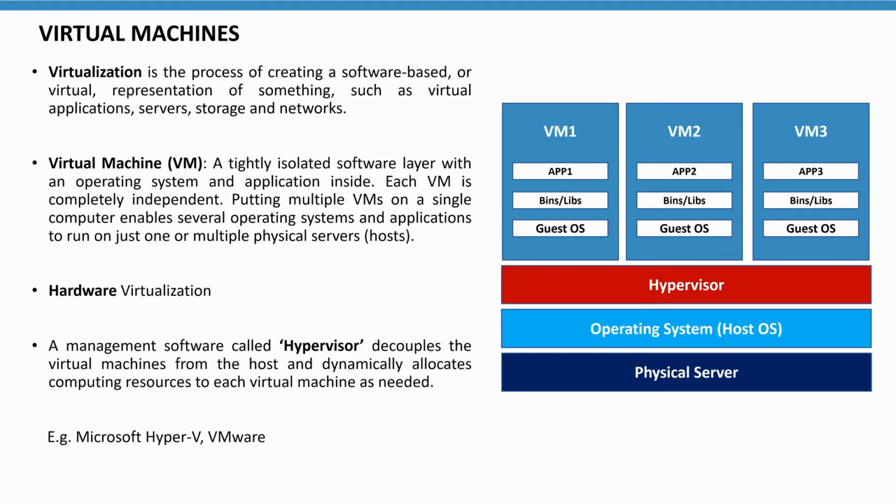Virtual machine. A virtual machine is the software representation of the host operating system. Look at the diagram on the right side. You have a physical server, operating system, hypervisor, and guest operating system. The hypervisor controls all guest operating systems. A guest OS is a virtual machine. It has a full-blown operating system. The virtualization does hardware-based virtualization. Some examples of virtualization software are Microsoft Hyper-V and VMware.